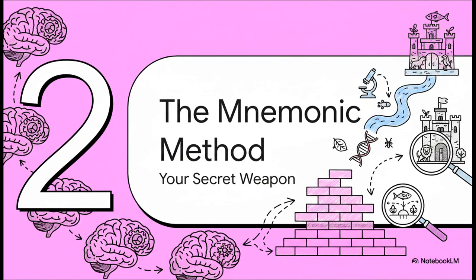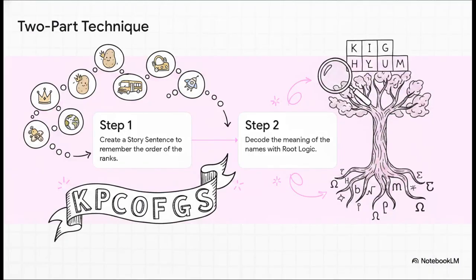So, how are we going to tear down that wall? We're going to use a secret weapon, the layered mnemonic method. And this isn't about just mindlessly repeating things, it's about actually understanding why the names are what they are. It's a two-part trick that turns that wall of words into a story that you can actually remember. And it's so simple. Step 1, we make up a memorable story sentence. Step 2, we use what I call root logic to figure out what the names actually mean.